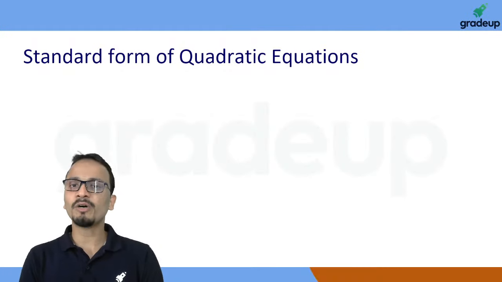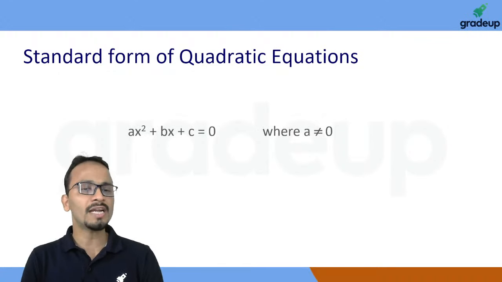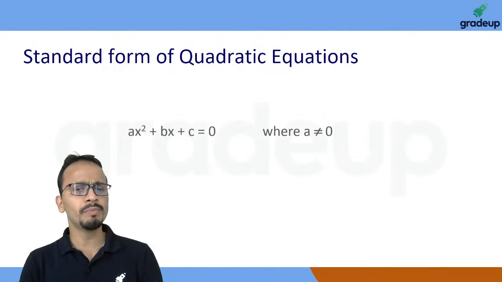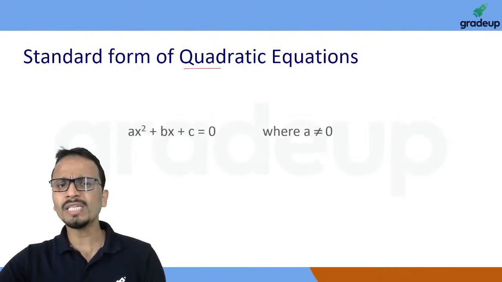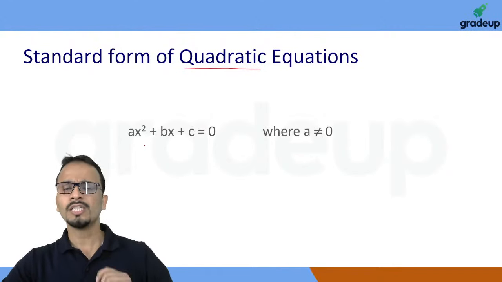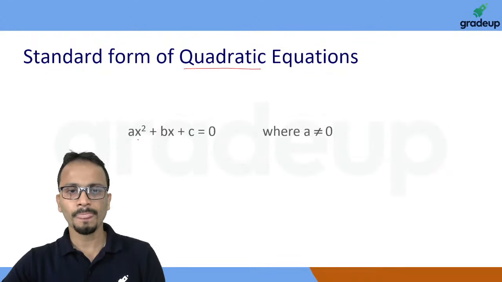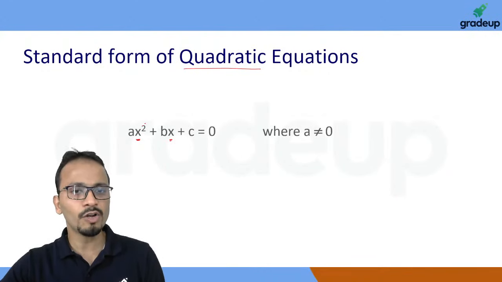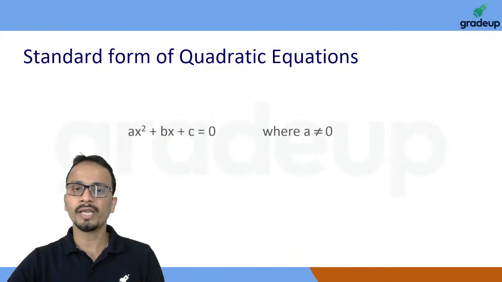If I talk about the standard form of a quadratic equation, the standard form that we need to take is ax square plus bx plus c equal to 0. Now, what is a quadratic equation? Basically, a quadratic equation is any equation in which the highest degree will be 2. If you look at the variable that is used in the given equation, it is x, and the power of x is 2. So I can say that this is a quadratic equation.